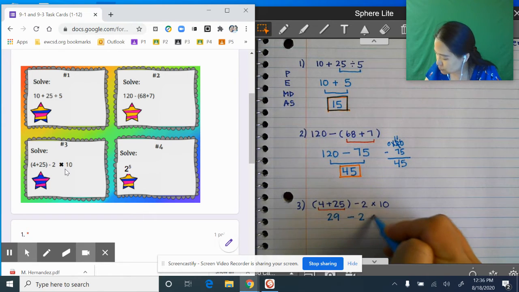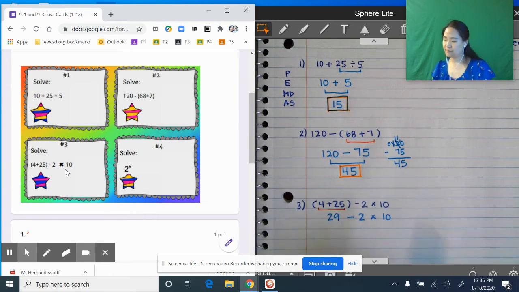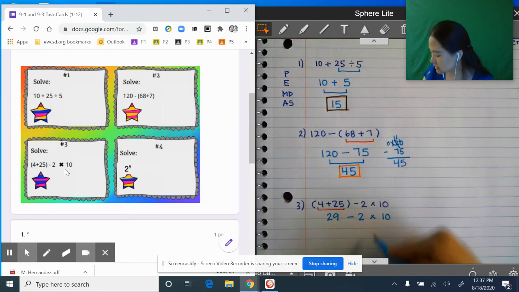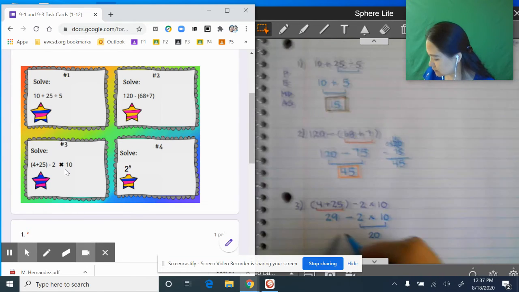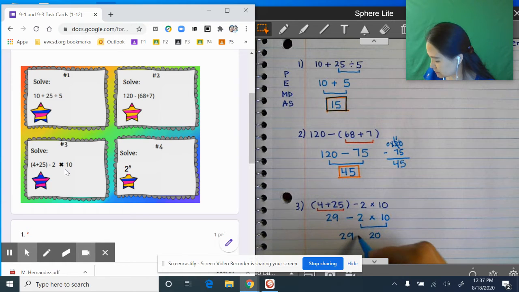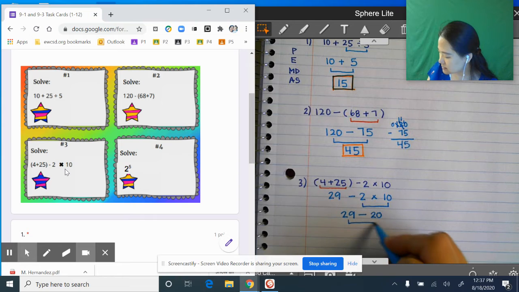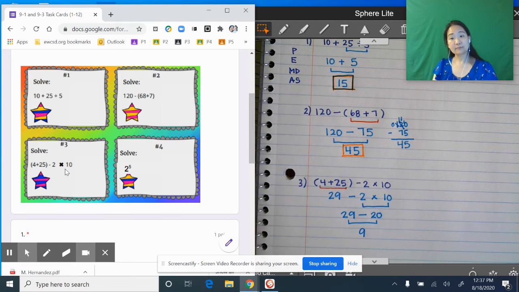Minus 2 times 10. I have subtraction and I have multiplication. Multiplication comes before subtraction. So 2 times 10, which is 20. Bring down 29 minus, and 29 minus 20 is 9.